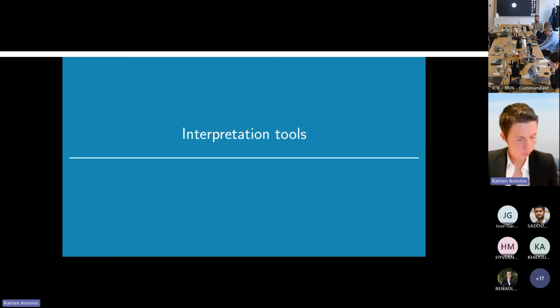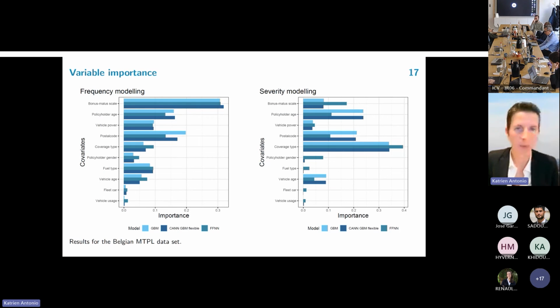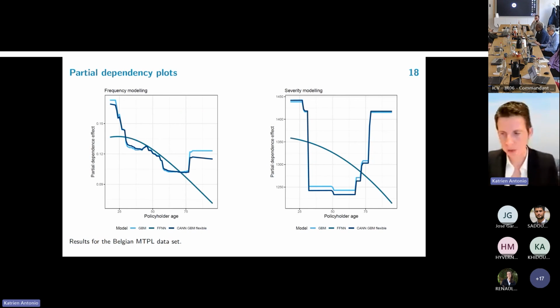We looked at quite a few interpretation tools, as mentioned. So we looked at the variable importance, so screening which variables matter the most in improving our loss function when training the neural network. The findings there are pretty consistent for the frequency models, but more scattered for the severity models. I'm going to be a bit fast here, but you can find all the details in the paper.